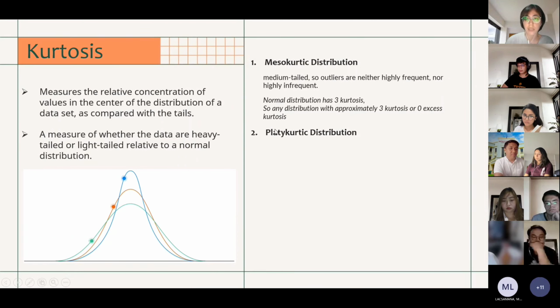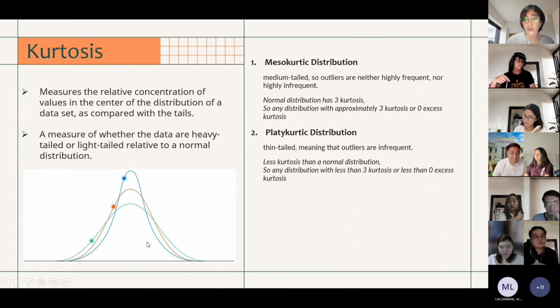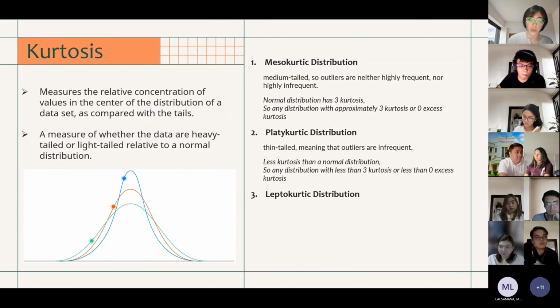Then another type is the platykurtic distribution. So it is thin-tailed, meaning the outliers are infrequent. Kung mapapansin natin siya, ito naman yung blue. Meaning, yung tail natin is maikli lang. So, yung outliers mo outside the center or the normal distribution, yung sa gitna is kakaunti lang yung outliers. So, to determine, any distribution with less than 3 kurtosis or less than 0 excess kurtosis is platykurtic distribution.